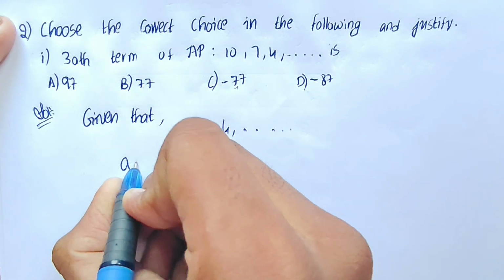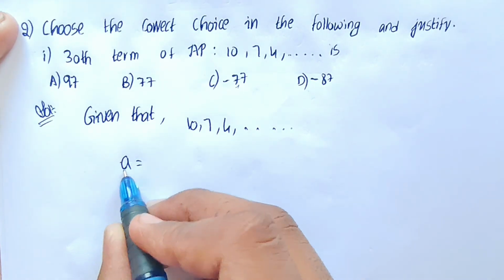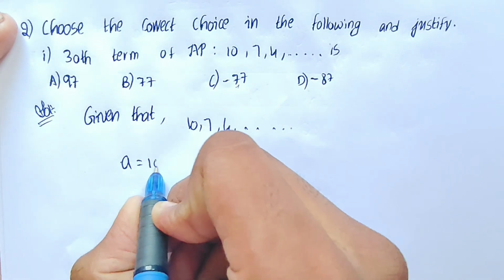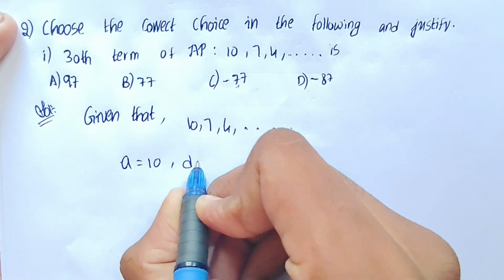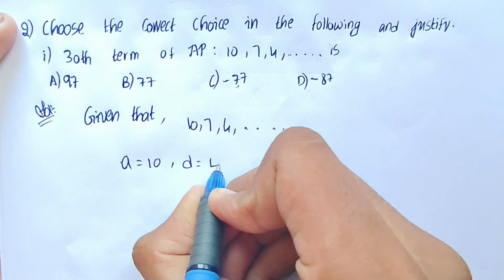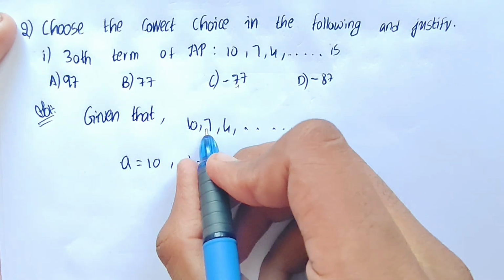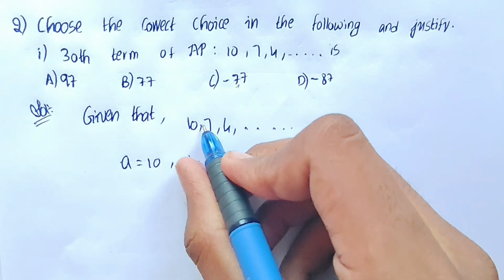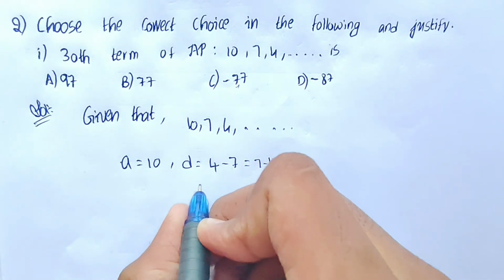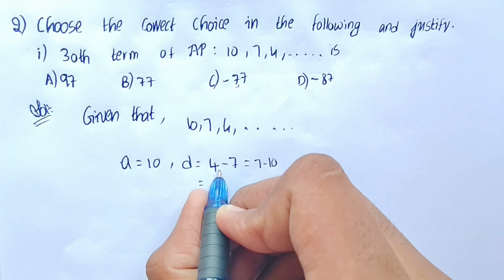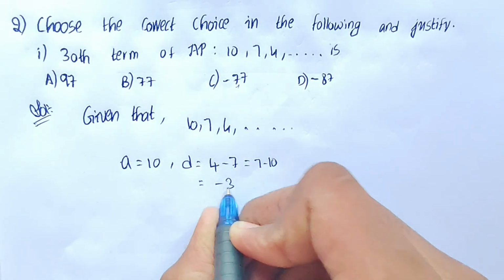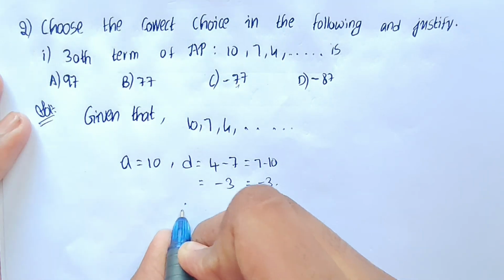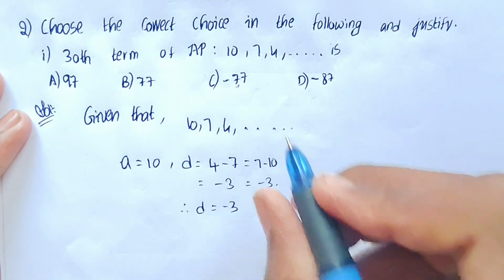I am taking the value of A, which is the first term of the given AP. What is the first term? 10. So the value of A is 10, and D equals 4 minus 7, which means A3 minus A2 equals A2 minus A1. 4 minus 7 equals 7 minus 10. The value of 4 minus 7 is minus 3, and minus 10 plus 7 is minus 3. So therefore D is equal to minus 3.